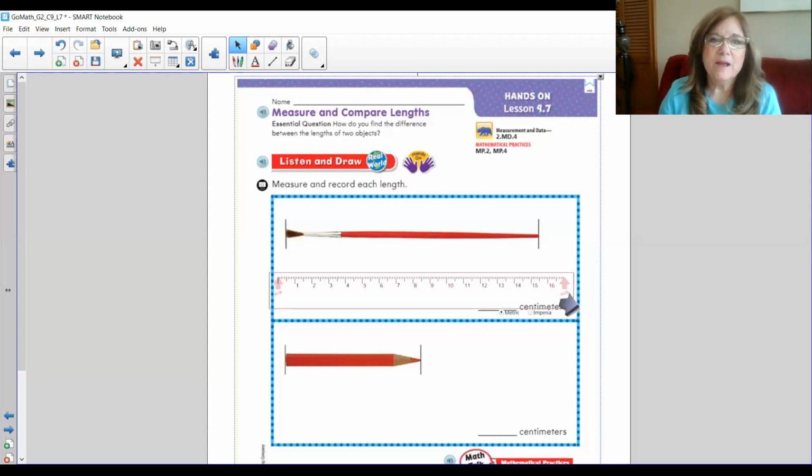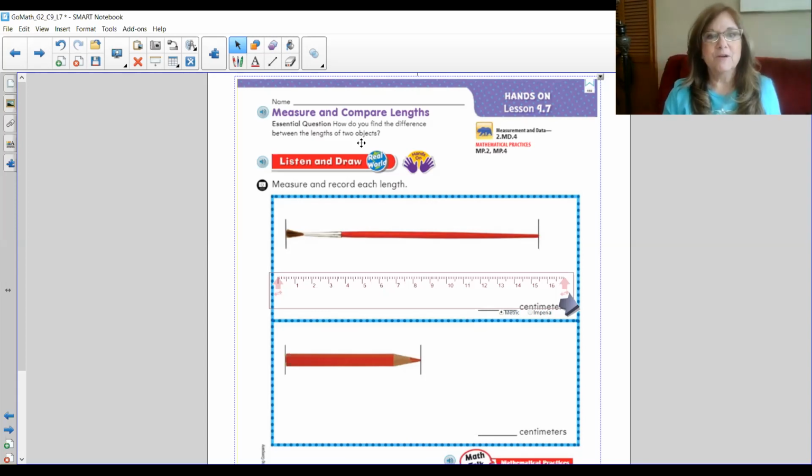Okay, so here we are with our paper, our lesson 9.7, and the title today is Measure and Compare Lengths. Our essential question is, how do you find the difference between the lengths of two objects? And the word difference means the answer to a subtraction problem. So we're going to be subtracting. And so what we want to pay attention to when we are subtracting is you always start with the biggest number, the greatest number, and subtract the lesser number, and that gives you the difference between the larger and the smaller.